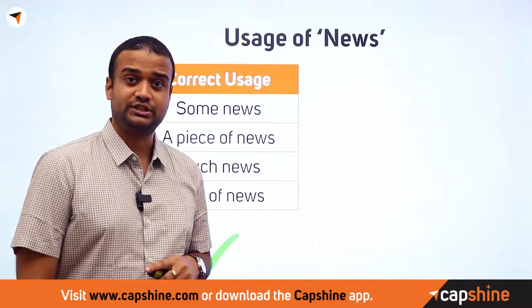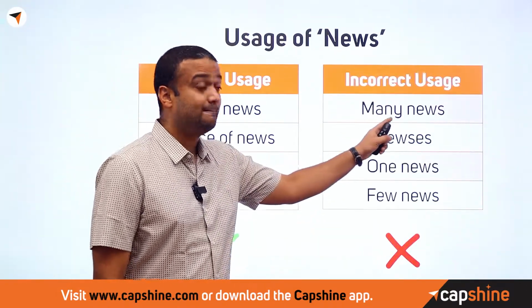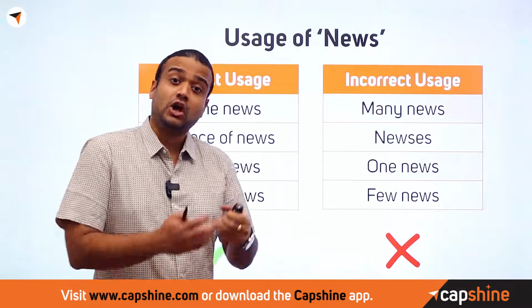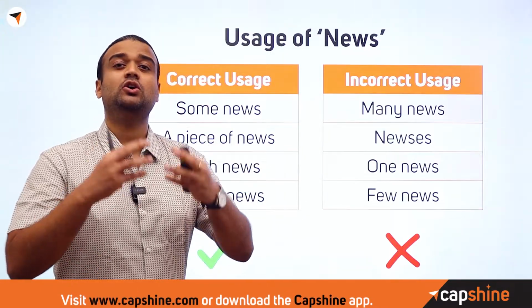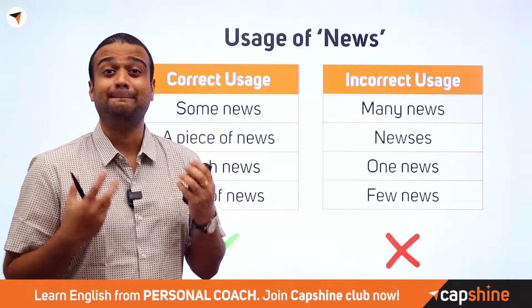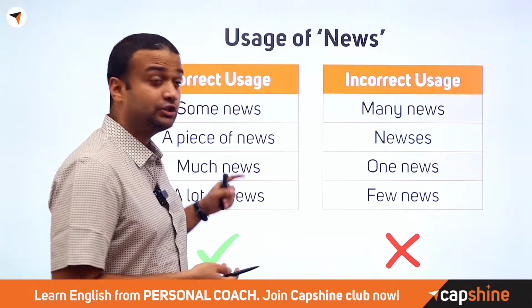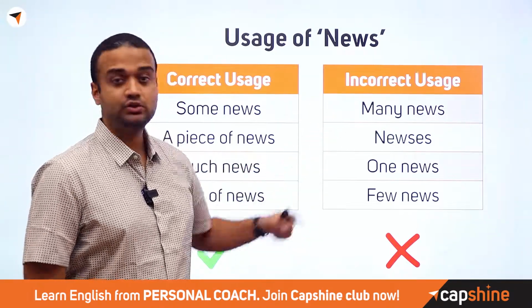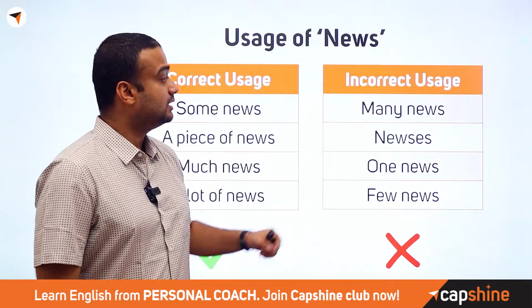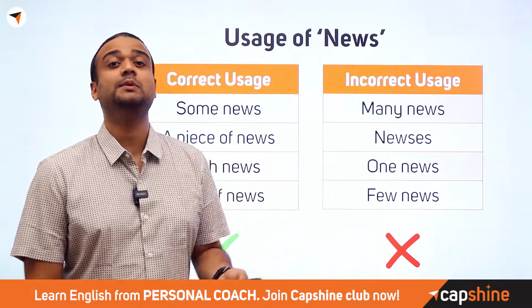The wrong way to say this, and this is often used incorrectly, is many news. News is not a countable thing. It's something called a mass noun. It's uncountable. Therefore, you cannot use many news. Some news is correct. Much news is correct. Many news, not correct. News cannot be pluralized. Again, because it's an uncountable noun, it cannot be pluralized.